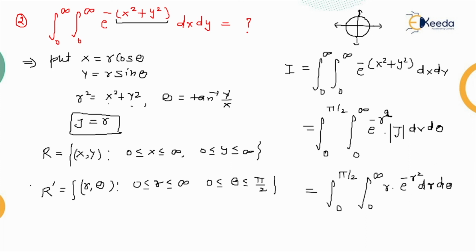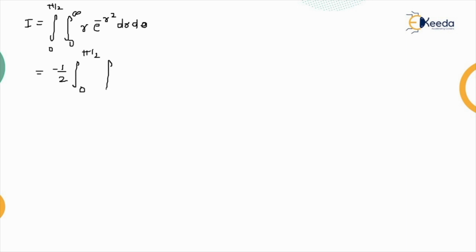And how can we solve it? Let's see. So my dear friends, we reached both limits, from 0 to pi by 2 as well as from 0 to infinity, and we have the integrand r times e raised to power minus of r square, with dr and d theta. So what can I do now? First of all, I will multiply by 2 and divide by 2 with the negative sign, so it becomes 0 to pi by 2 and 0 to infinity of e raised to power minus r square, with minus of 2r, dr and d theta.